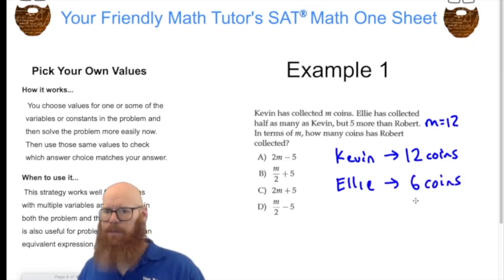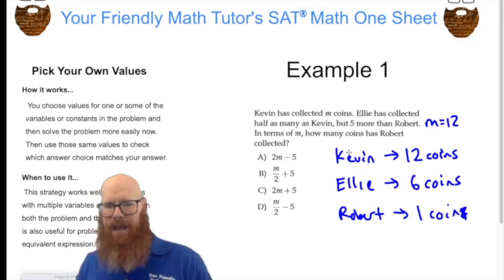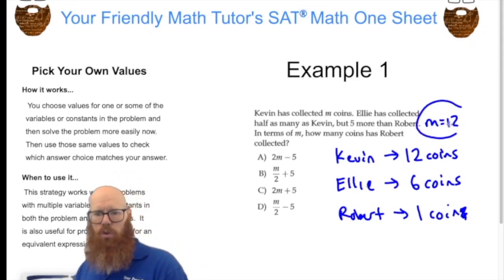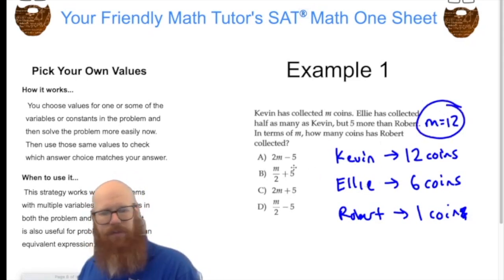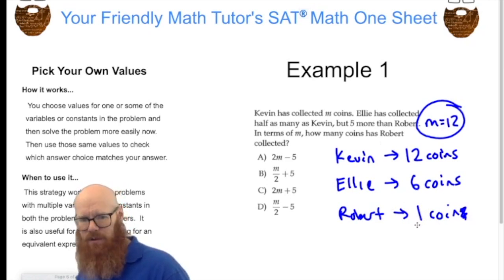Since we picked a value, it's going to make it a lot easier for us to solve the problem. So Ellie has collected half as many as Kevin, but 5 more than Robert. So that means Robert has collected 1 coin, because Ellie has collected 5 more than Robert. Now the question says, in terms of M, how many has Robert collected? So since we chose 12 for M, we just have to plug in 12 to the answers, and the one that gives us 1, the answer that we got for Robert, is the correct answer.